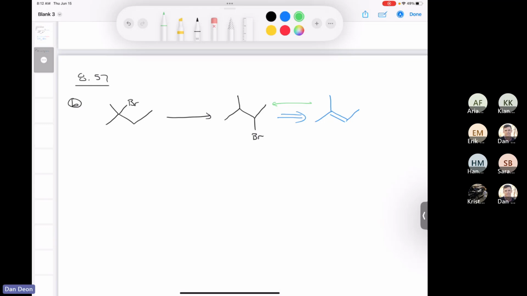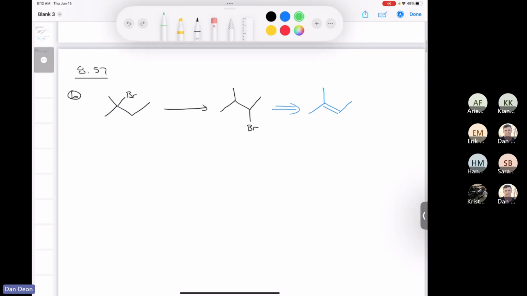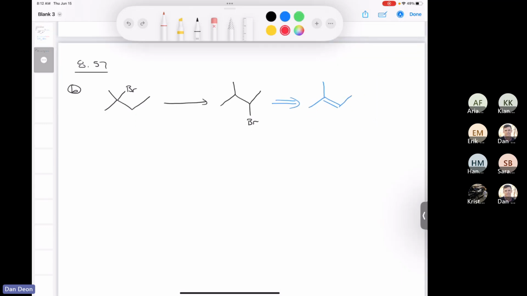Well, that would be an anti-Markovnikov, right? Thanks, Kiana. Perfect. Yeah, thanks a million. And so, right, Kiana, now we've shortened the problem greatly. Now the problem is, well, how do we get from here to here, right?